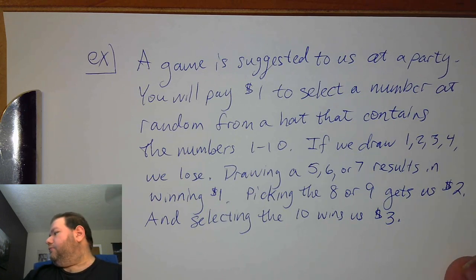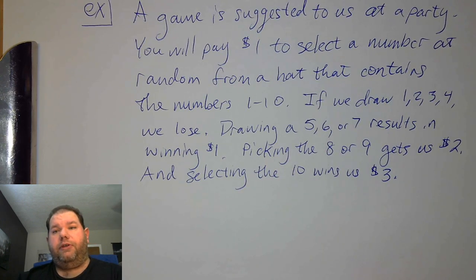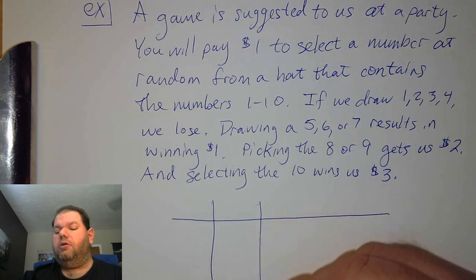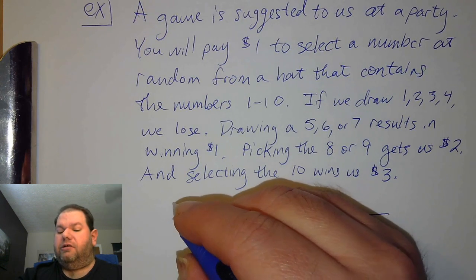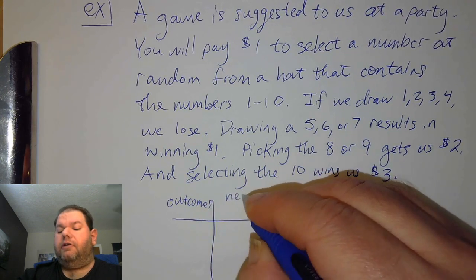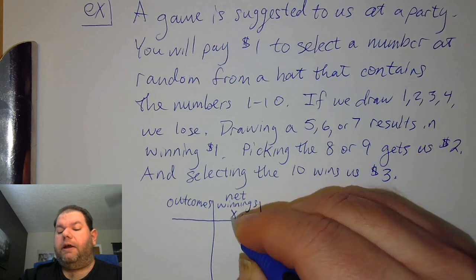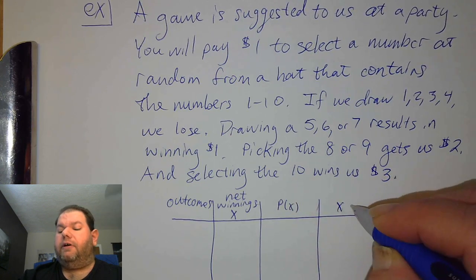So, I'm going to make a table with 4 columns. Good enough. I'm going to list the outcomes here. This is the net winnings, which will be x. This is the probability p of x, and then x times p of x.